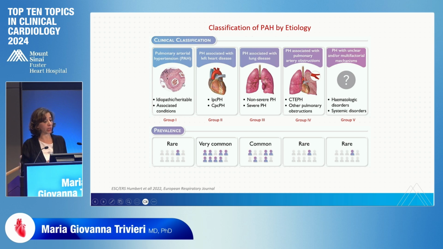The most common forms of congenital heart disease that lead to group 1 PAH are a PDA or an ASD and a VSD. And then we have the group 2 form of pulmonary hypertension, associated with left heart disease. And you can see here that in this category we have the isolated postcapillary form, where, again, the wedge is more than 15, but the PVR is less than 2, and the combined pre- and postcapillary form of pulmonary hypertension, where we have a mean PA pressure that is greater than 20, and a PVR that is greater than 2.